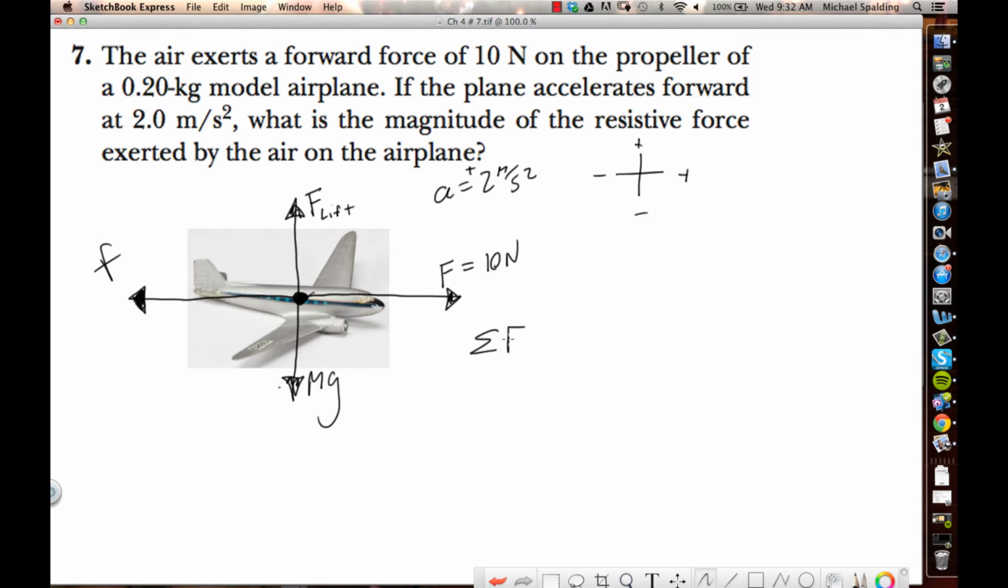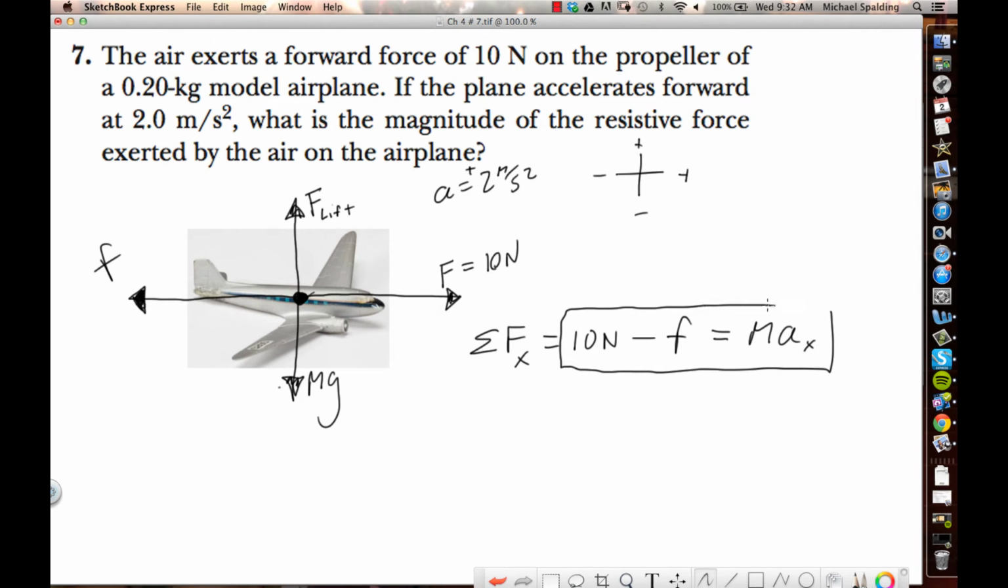Okay, so summing the forces now, summing forces in x, how many x forces do we have? Two. We have the 10 newton force to the right, and then our resistive force to the left. So when you sum these up, we have 10 newtons minus our frictional resistive force. What did we just do right here? We wrote an equation. We summed the forces in the x direction. Sum of the forces always equals ma, or that's an x acceleration.